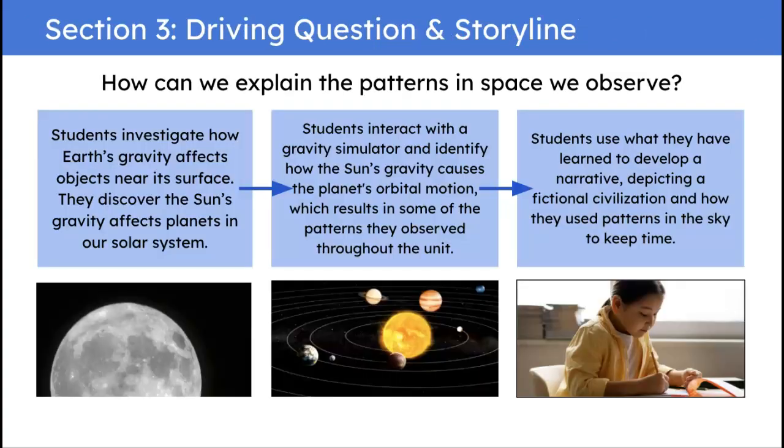The driving question for Section 3 is, how can we explain the patterns in space we observe? In this section, students investigate how Earth's gravity affects objects near its surface and discover how the Sun's gravity affects planets in our solar system. Students then interact with a gravity simulator and identify how the Sun's gravity causes the planets' orbital motion. This results in some of the patterns observed throughout the unit.